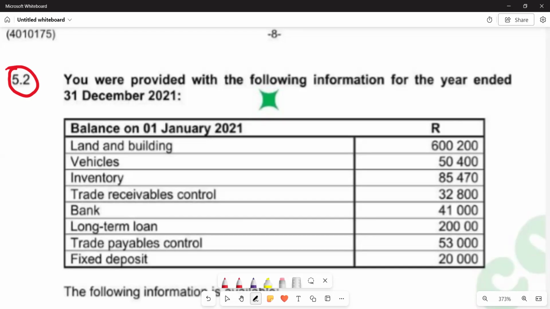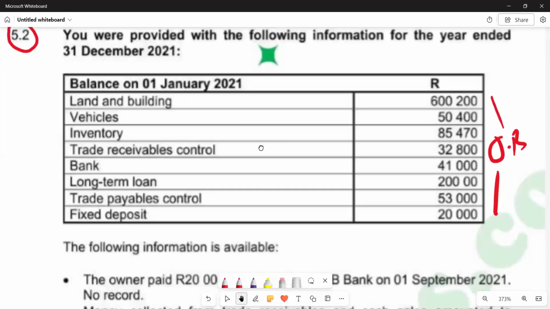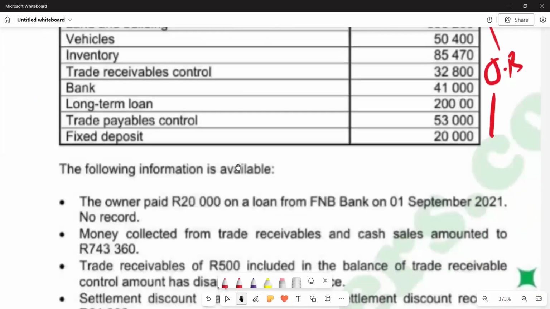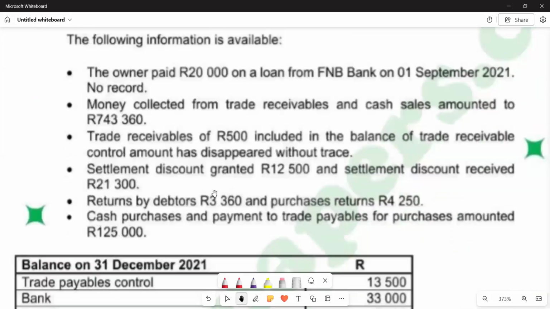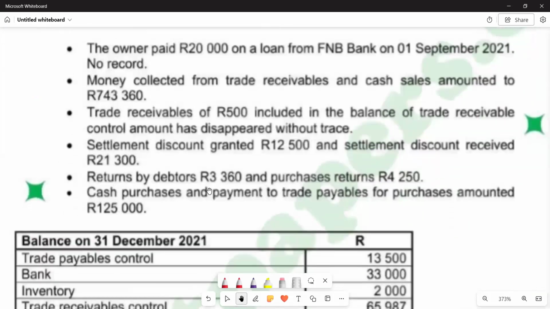So what does it mean? It means all the balances that we are given here are representing our opening balances. We have a list of balances that we are given, from land and buildings down to our fixed deposit. So we can go through that information and the additional information that we are given in between. We are also supposed to go through this additional information and complete every aspect that is needed so that we can respond.